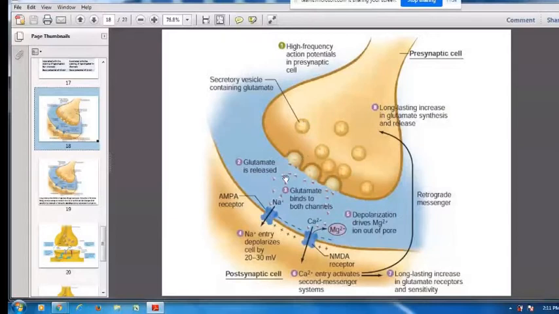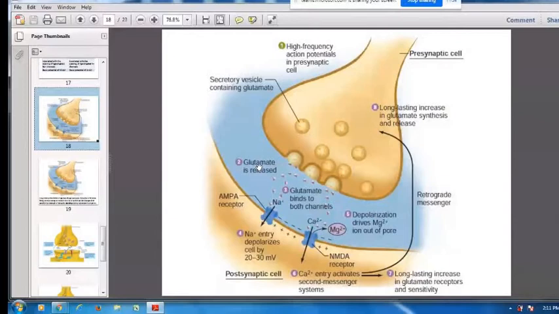The neurotransmitter that is contained here in the vesicles is glutamate. Glutamate is an excitatory neurotransmitter. Okay, so this one is the magnified view of the synaptic cleft. Glutamate is now released.